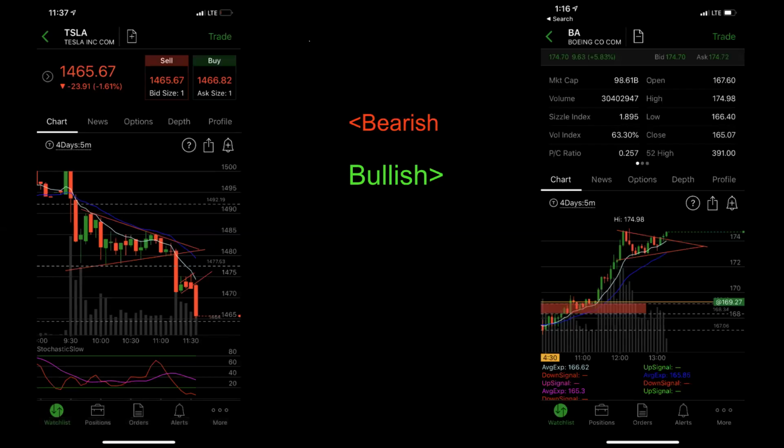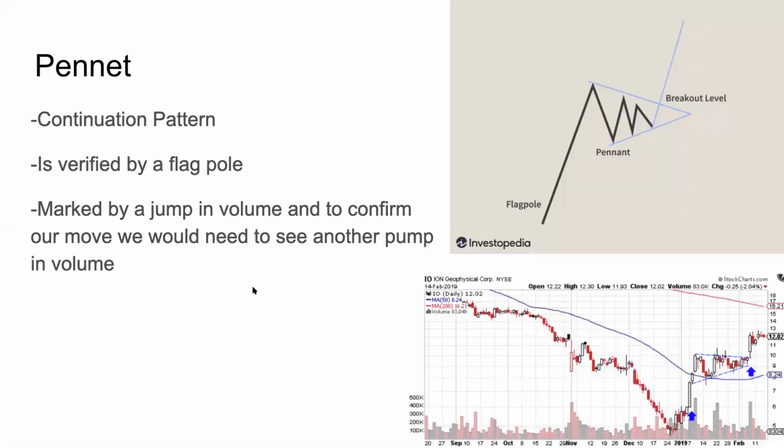Just do a quick recap. All right, so I'll go over that again. This is a pennant. They're continuation patterns verified by a flagpole. Then we see continuation, then wait for our volume to break out, our volume to confirm. Then we see a breakout.